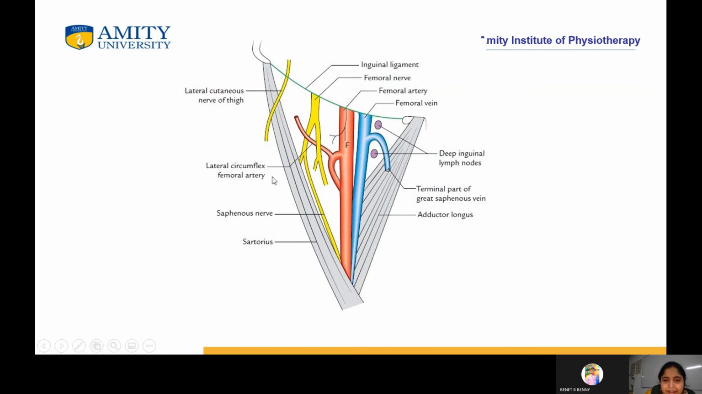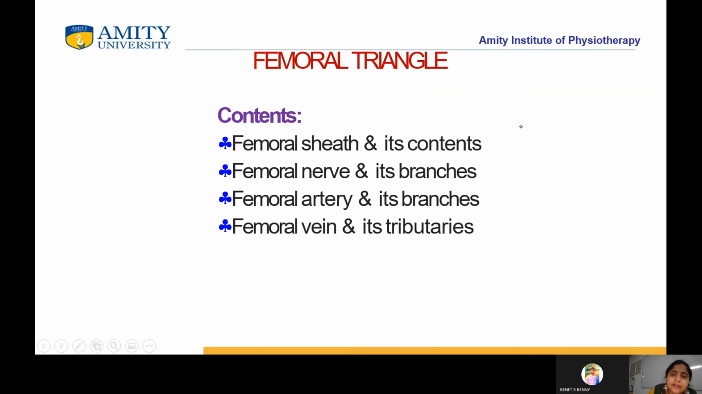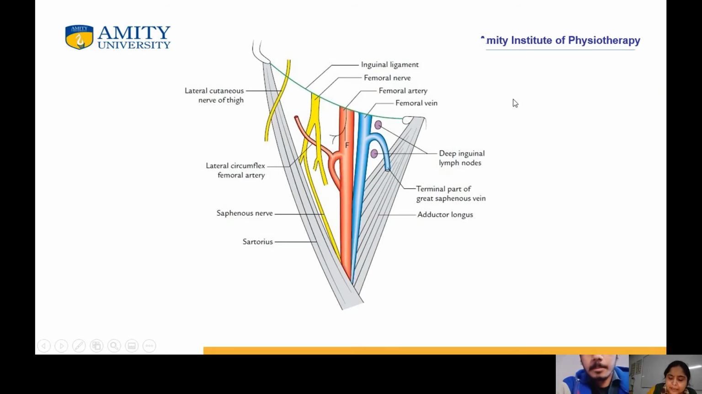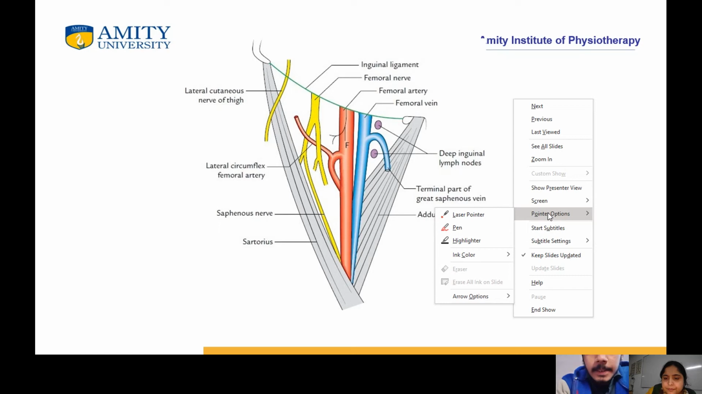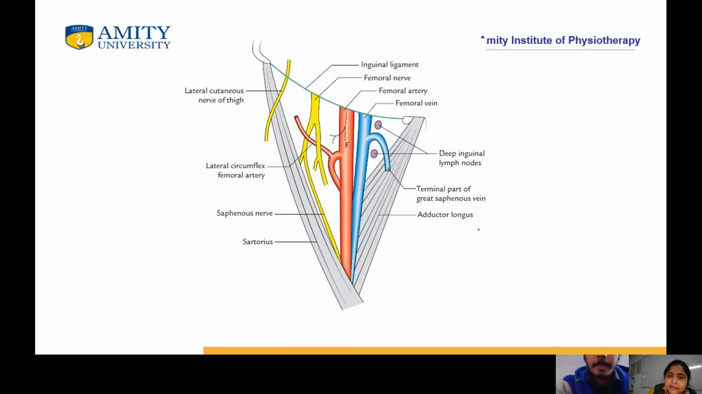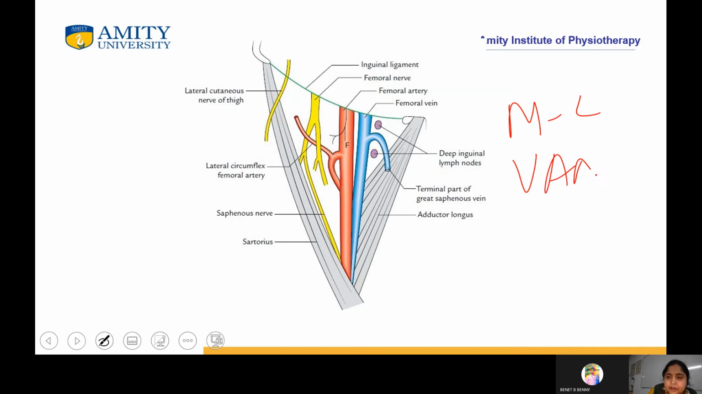So if you go from medially to laterally, you will see the terminal part of great saphenous vein. Then we have deep inguinal lymph nodes. Then we have femoral vein. Just lateral to femoral vein, we have femoral artery. And then lateral to femoral artery, we have femoral nerve. So if you go medially to laterally in the femoral triangle, it is VAN. First, it is the femoral vein, then the femoral artery, and then the femoral nerve.